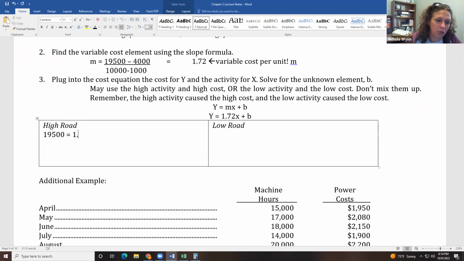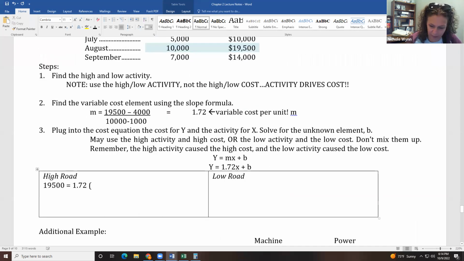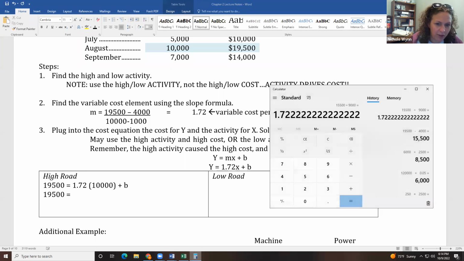equals m, which is 1.72. And my x that goes with 19,500 is 10,000 plus b. And I don't know what my b is quite yet. And so I need to solve for b. I have one unknown, so algebraically, this is going to go well. I'm going to do 19,500 equals 1.72 times 10,000.